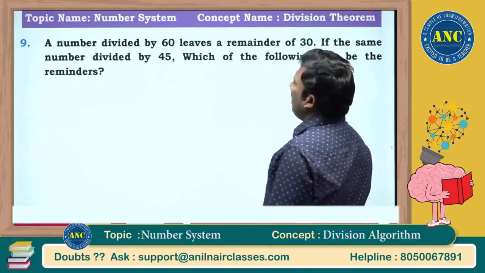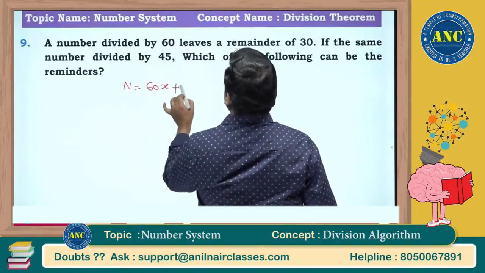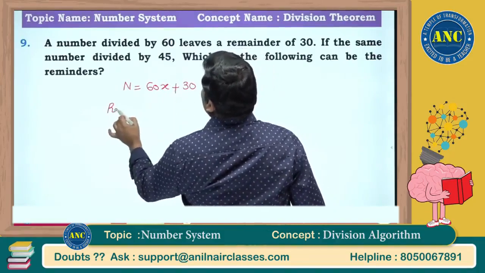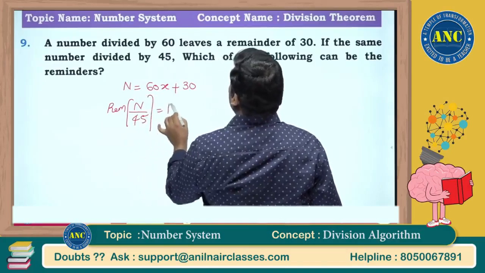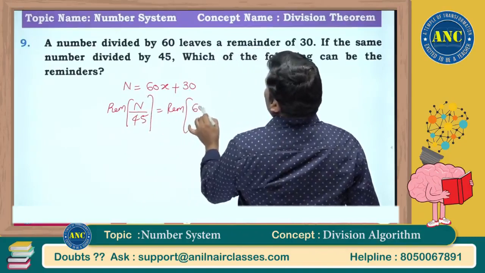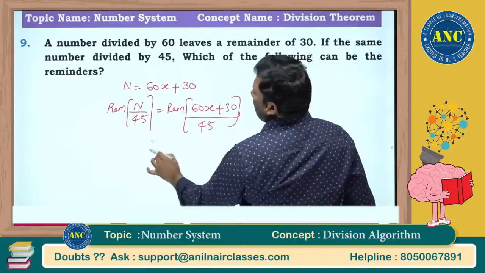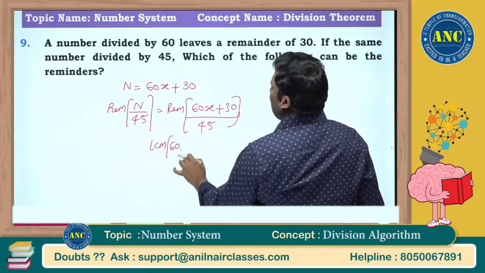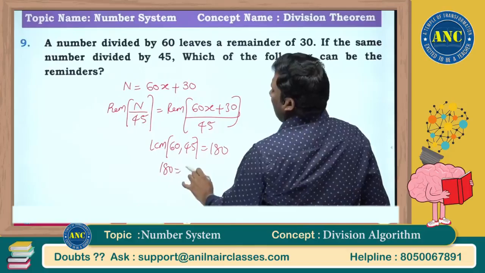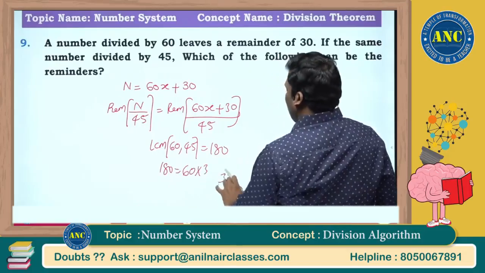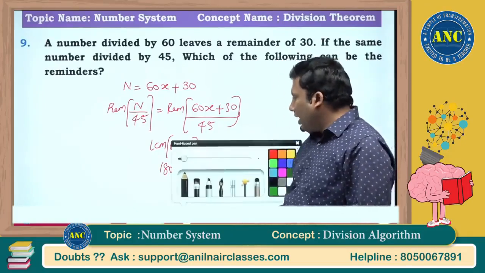Next one. The number when divided by 60 gives a remainder 30. What is the remainder when it is divided by 45? Students, those who understood the logic can tell the answer orally. 60 and 45, LCM it is 180. 180 goes how many times in 60? It is 60 into 3. So 3 possible remainders you will get. I hope the idea is clear.